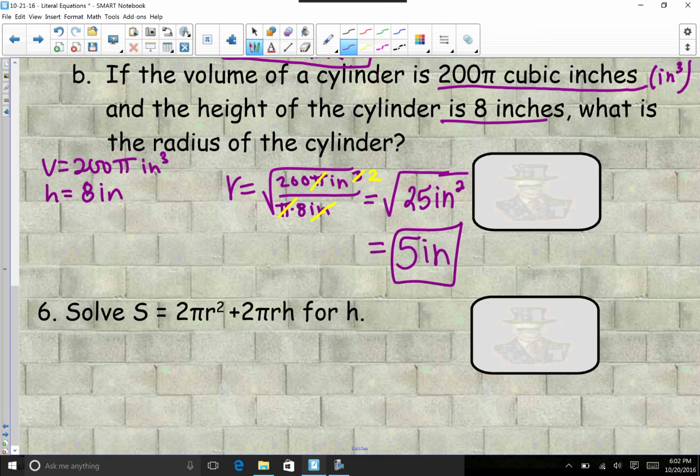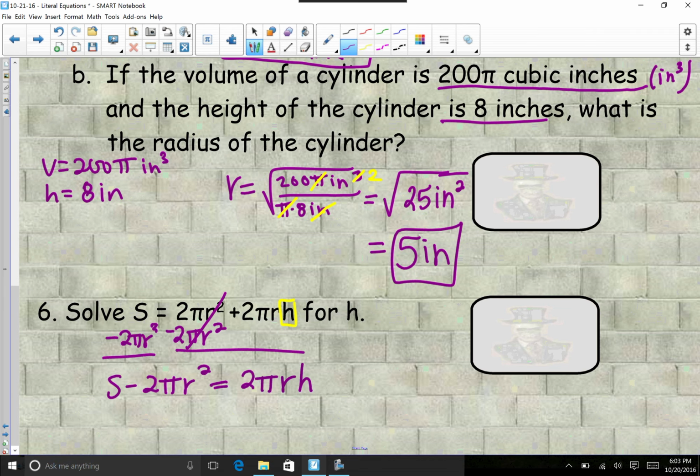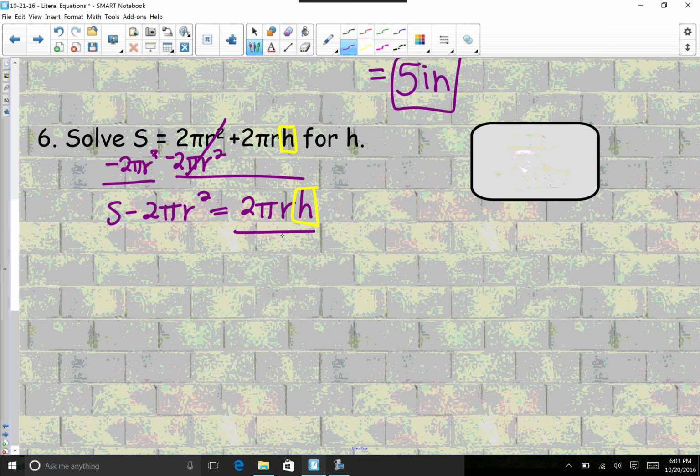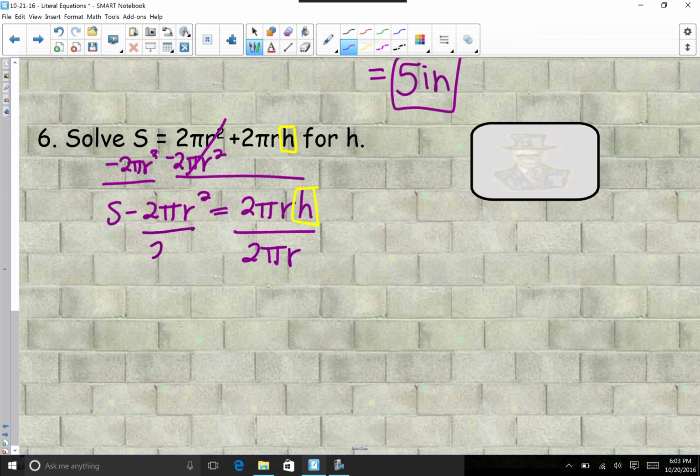The last one here: solve s equals 2 pi r squared plus 2 pi r h for h. This is what I'm trying to get by itself. I see I have this whole term right here. I need to subtract this entire term from both sides. So I get s minus 2 pi r squared equals 2 pi r h. I'm trying to get h by itself. This 2 pi r is all being multiplied and needs to go away. We know the inverse of multiplication is division, so I'm going to divide every term by 2 pi r.